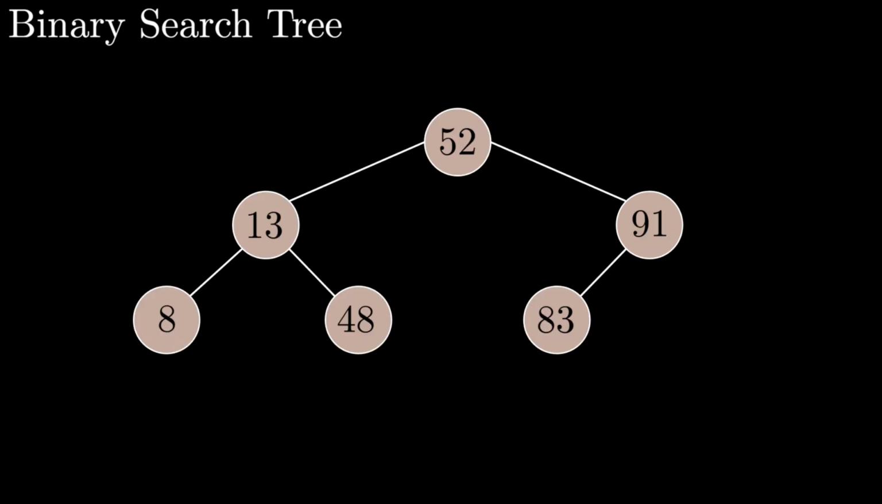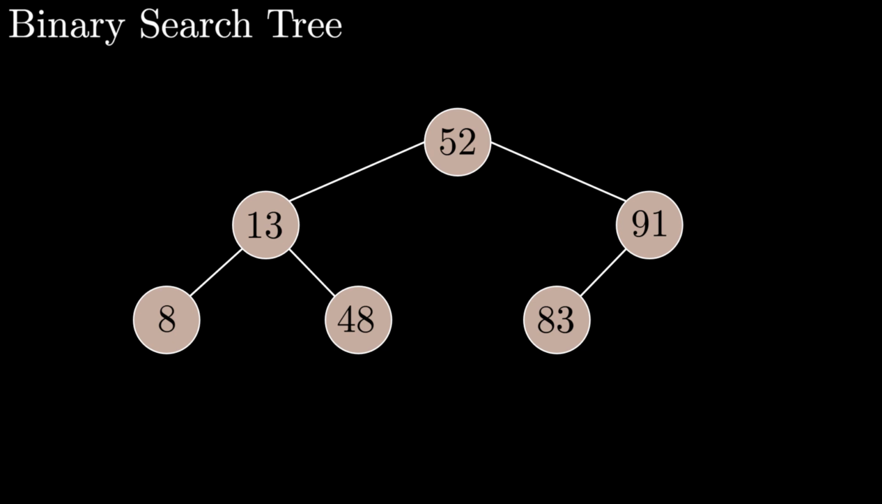Binary search trees allow us to efficiently insert values. Given this example, say we want to insert the number 21. 21 is less than the root, greater than 13, and less than 48, so we insert 21 as the left child of 48. A new value is always inserted into a binary search tree as a leaf node. Deleting node 21 is then quite simple.